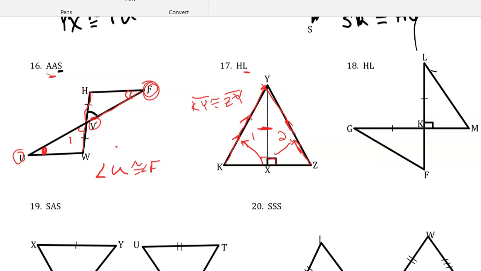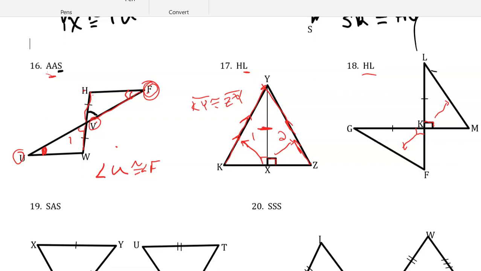18, yet again. Maybe they should give you one where we have the hypotenuse, but it's pretty much the same as the previous HLs. Here's your right angle, and here's a right angle. Those are congruent. In order to use hypotenuse leg, the hypotenuse has to be known. So the side opposite of our right angle must be known.